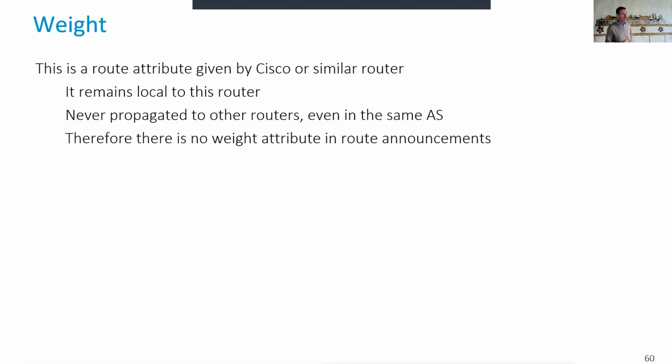In BGP, there are probably more than 100 possible attributes, so we will not discuss all of them. The weight is one attribute, which is a priority field given internally in a router. It doesn't propagate even internally in the same AS, but that's a way to supersede the rules that you have. So the decision process is a very rigid mechanism where you prioritize a number of rules.